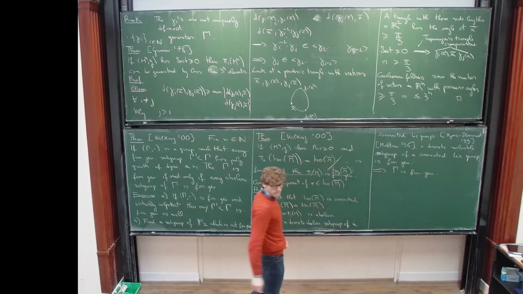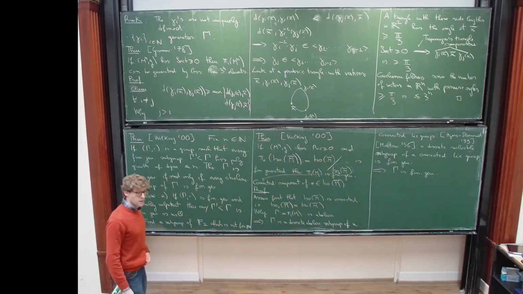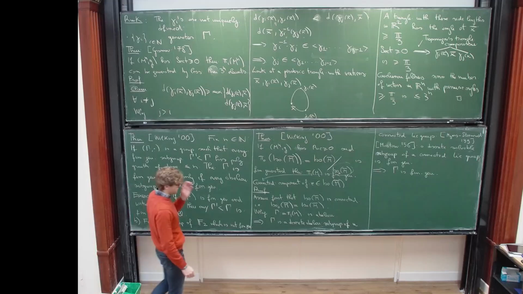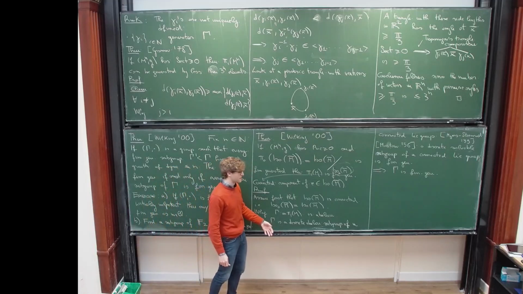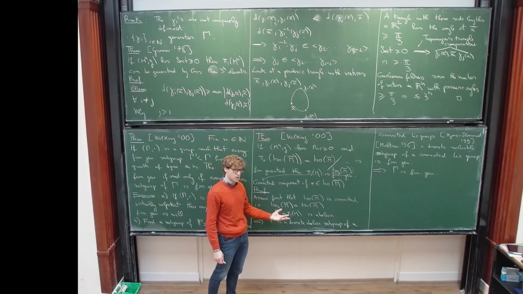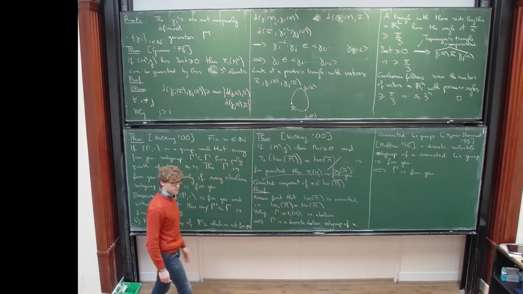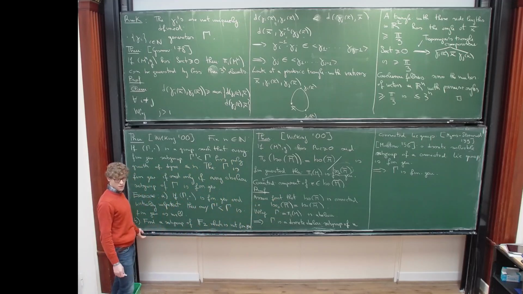May I ask, why do we know that gamma is discrete? This is a general fact about fundamental groups viewed as subgroups of the isometry group of a Riemannian manifold. Any more questions?